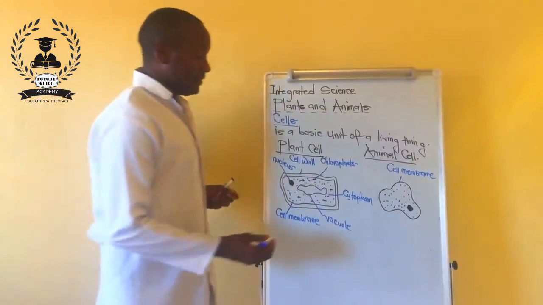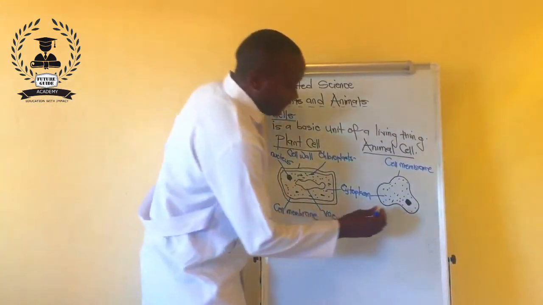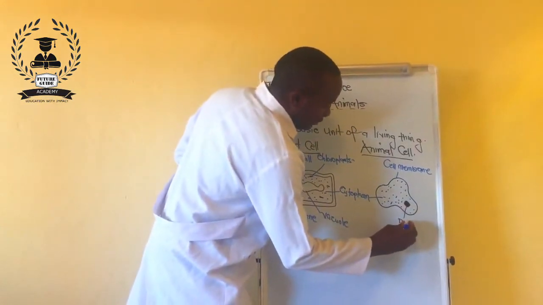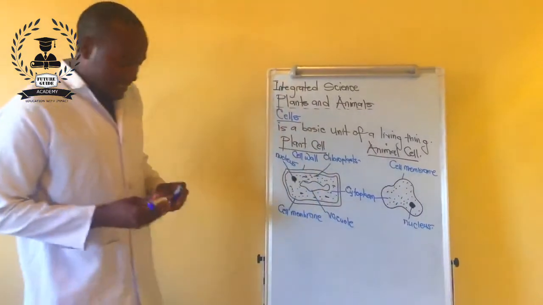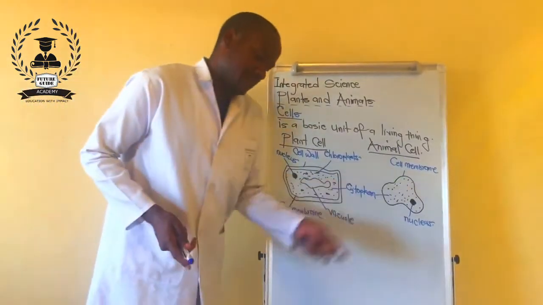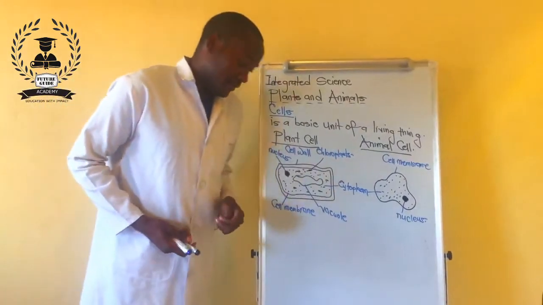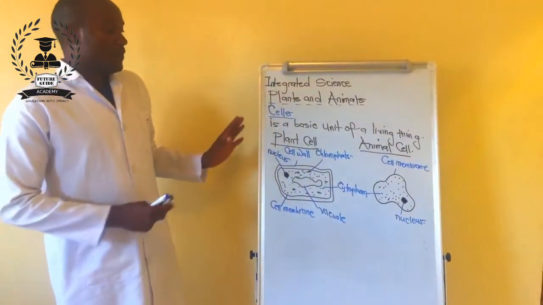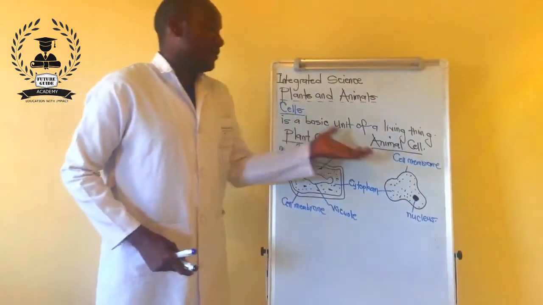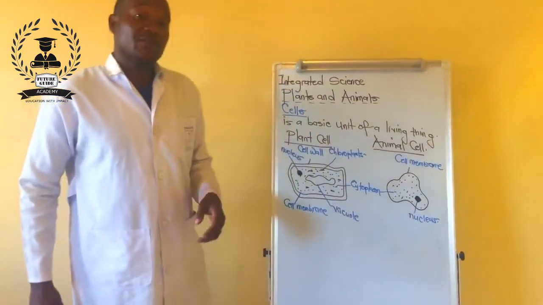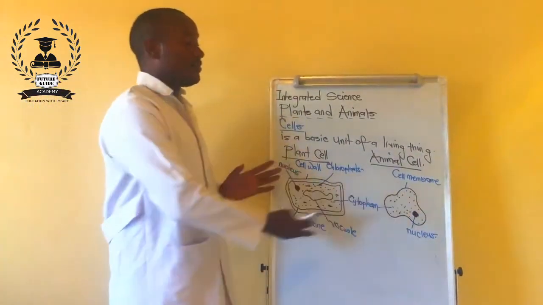Apart from the cell membrane, we have the cytoplasm. Apart from the cytoplasm, it also has a nucleus. So basically, these are some of the parts that we can observe under a microscope of an animal cell. Now, from the look of the two diagrams that we have of the plant cell and the animal cell, you on your own need to identify some of the differences that you're able to notice there.